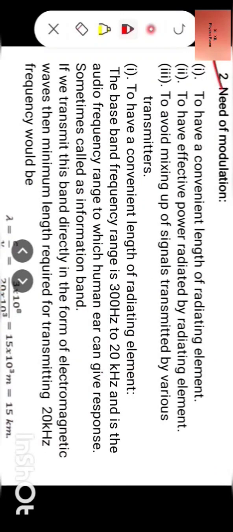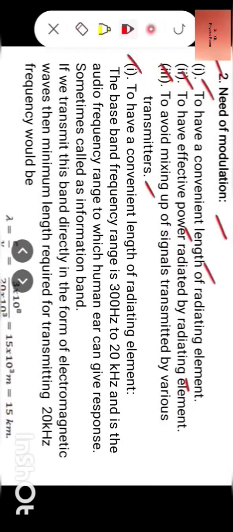Now second step, need of modulation. Why we require modulation? Let us try to understand. First, in order to have a convenient length of radiating element, we need modulation. Second, to have effective power radiated by radiating element, we need modulation. Third, to avoid mixing up of signals transmitted by various transmitters, we need modulation. We take up one by one.